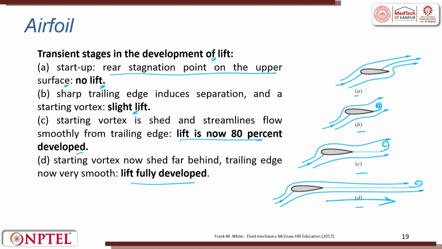So, here in A there is no lift. Then there is a slight lift with a vortex behind the trailing edge, and then the trailing edge vortex is going back. So, the lift is getting developed to 80%, and fully developed lift is when the vortex is very far behind.